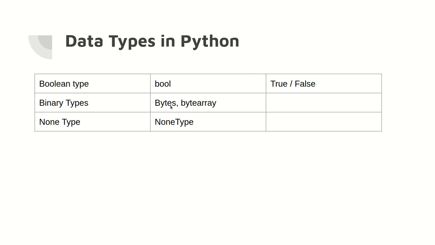Then we have the boolean type, true or false. We have other types like bytes and bytearray, which are used to represent binary data. Both are similar, but the only difference is that bytes is immutable. Then another data type is the none type, which we use to initialize data with a null value.